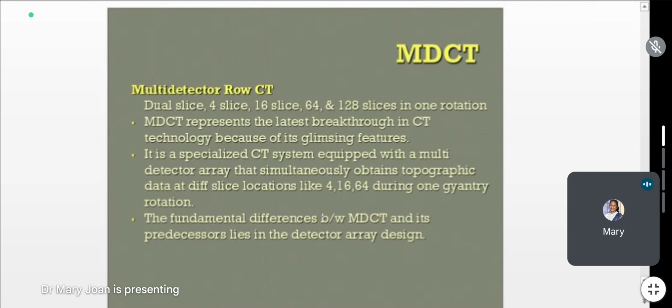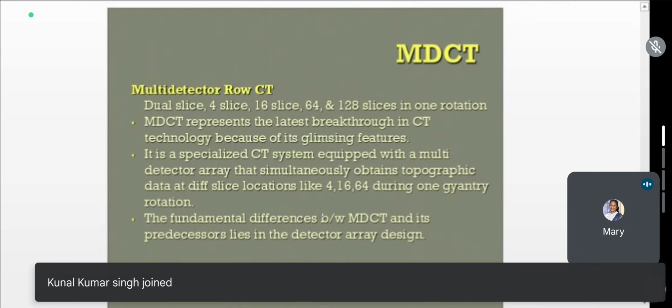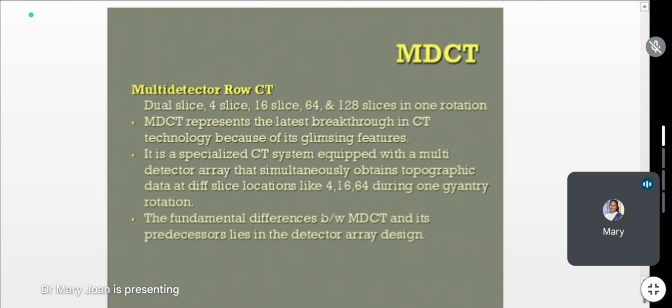And multi-detector row CT, so the dual slice, 4 slice, 16 slice, 64 slice and 128 slices in one rotation. So MDCT represents the latest breakthrough in CT technology because of its slicing features. It is a specialized CT system equipped with a multi-detector array that simultaneously obtains tomographic data at different slice locations, like 4, 16, 64, during one gantry rotation.